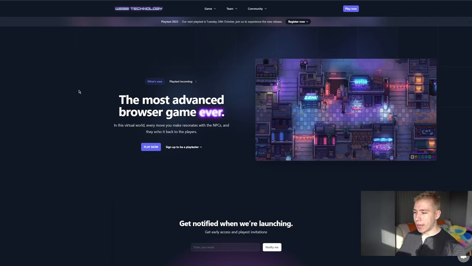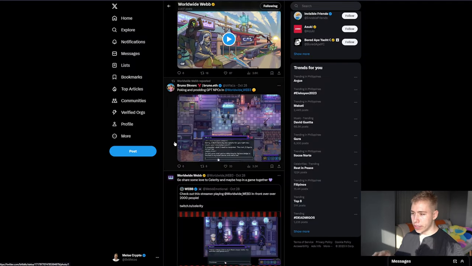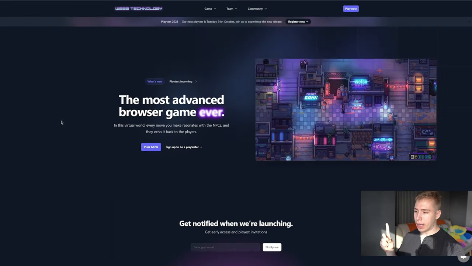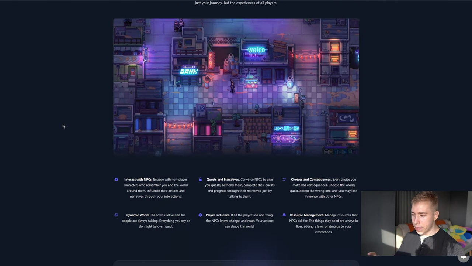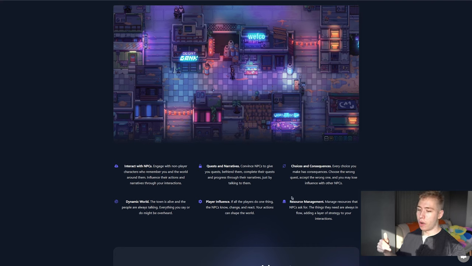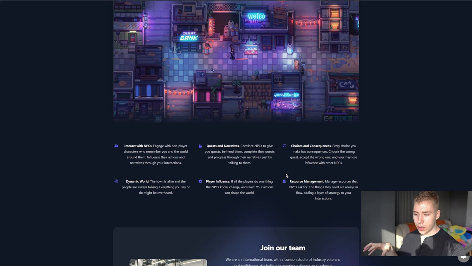They call it the most advanced browser game ever, because they have the NPCs, I think, hooked up to GPT 3 or 4, which they also show in various tweets, so they interact with you differently, and the entire game world is dynamic. When you interact with NPCs or they give you a quest, for example, to get a certain resource, that changes over time. So when you play World of Warcraft and you have to kill 5 boar to finish a quest, maybe that's going to be 3 goblins. That doesn't mean that all the quests change, it's only mentioned for resource management down here, so things that NPCs ask for are always in flux, adding a layer of strategy to your interactions.